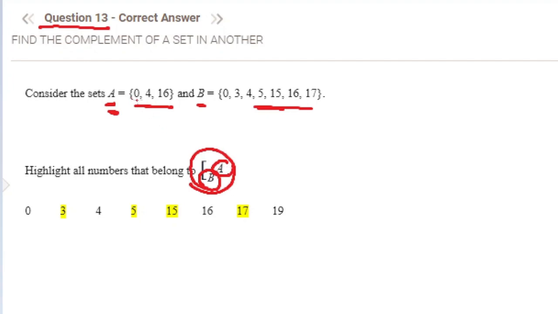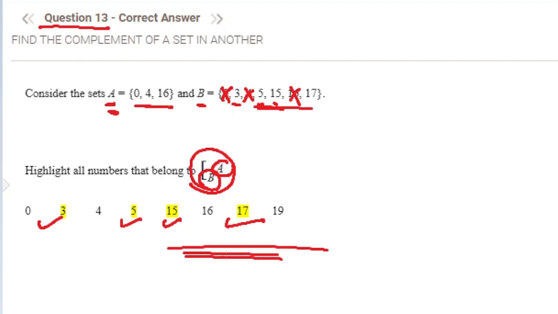So let's see here. I have 0, 4, 16. That means 0 will not be with me, 4 will not be with me, 16 will not be with me. What other numbers? It's 3, 5, 15, 17. So it will be 3, 5, 15, 17. This is the simple solution for it.